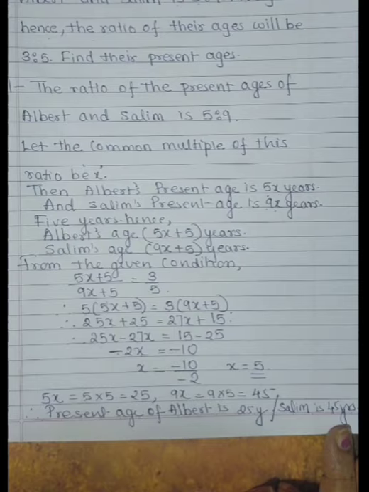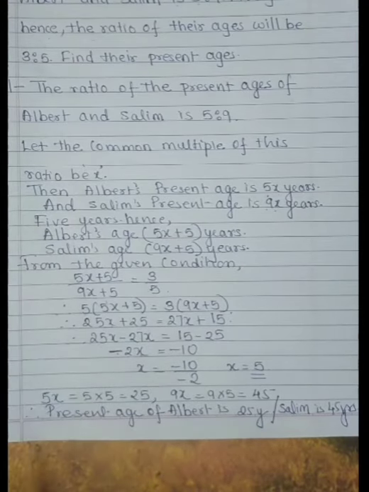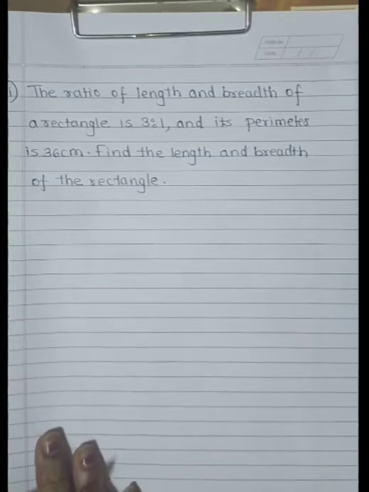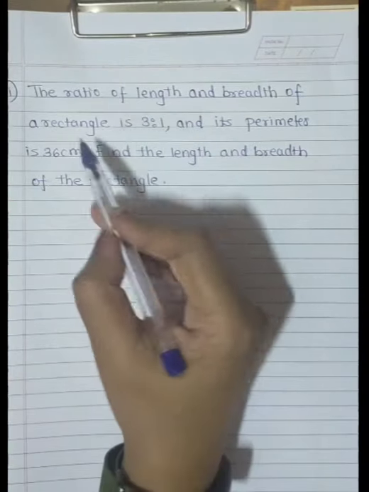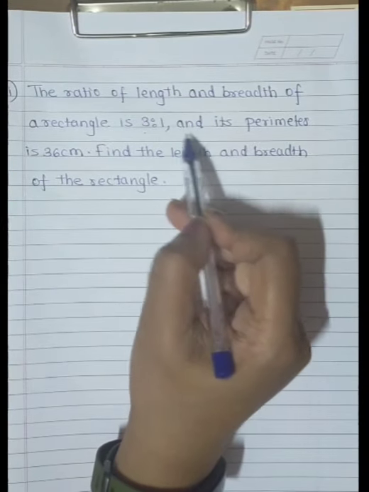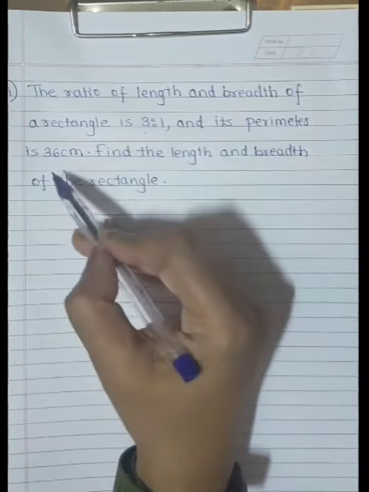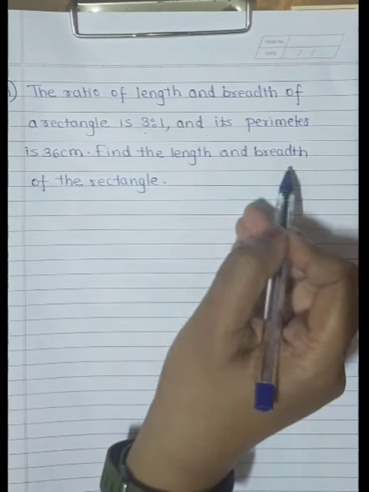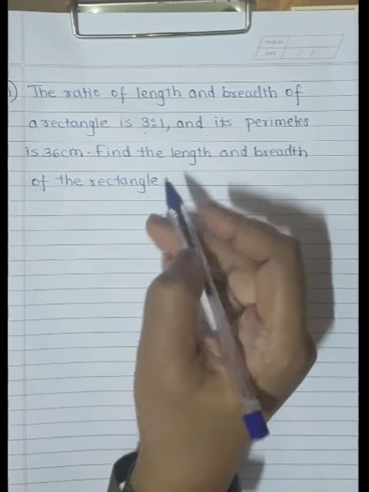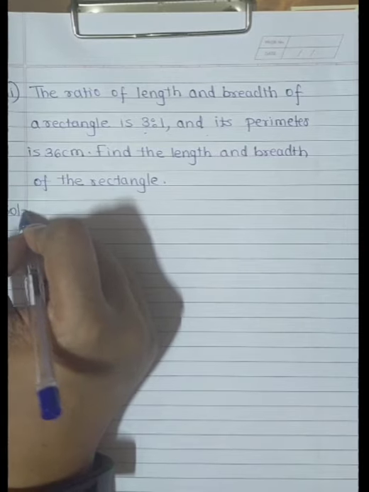Question number 4, second sum. The next question is given: the ratio of length and breadth of a rectangle is 3:1 and its perimeter is 36 centimeter. Find the length and breadth of the rectangle. Okay, so I am writing the solution.